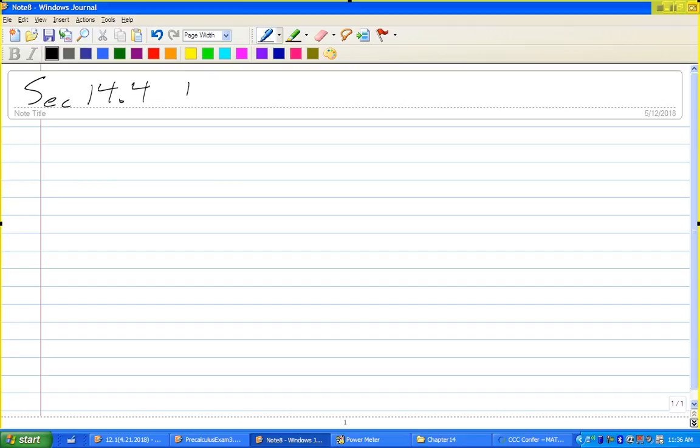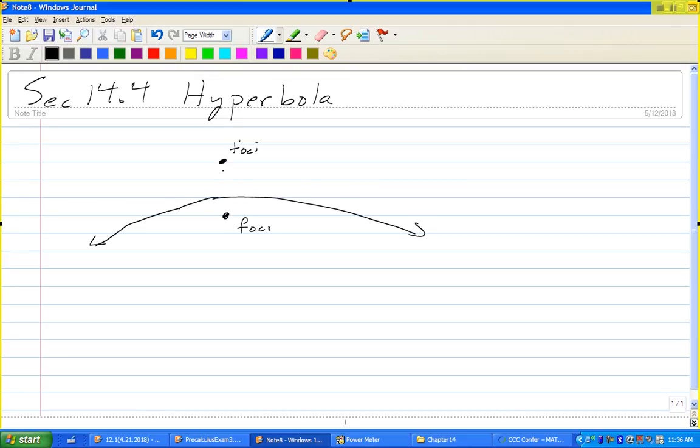14.4, the hyperbola. A hyperbola is a locus of all points whose difference of distances to two fixed points called foci are the same. So this is my hyperbola.